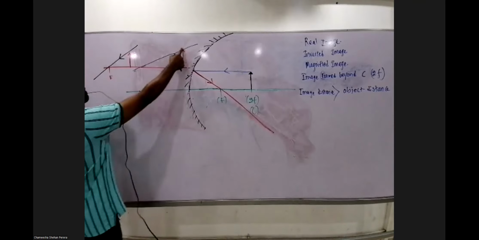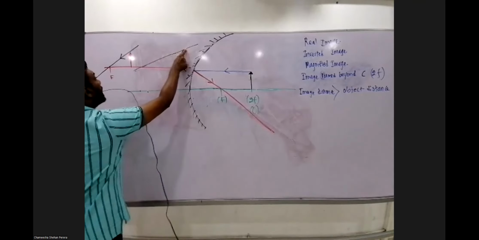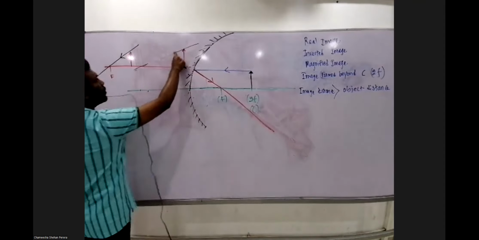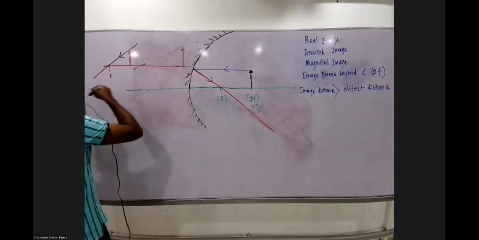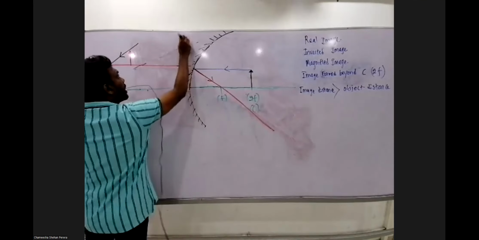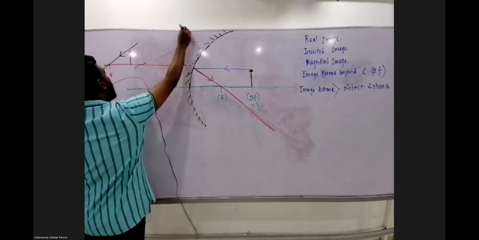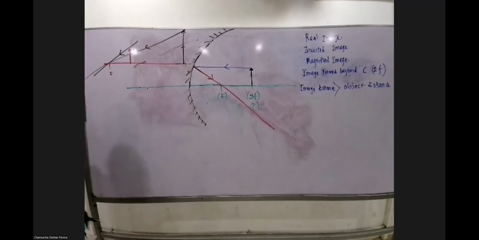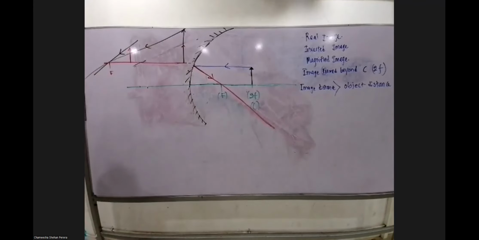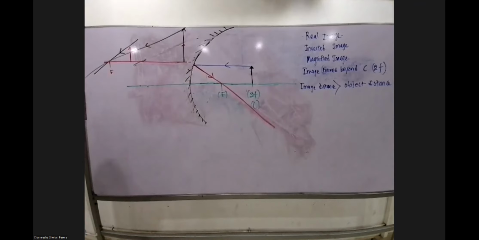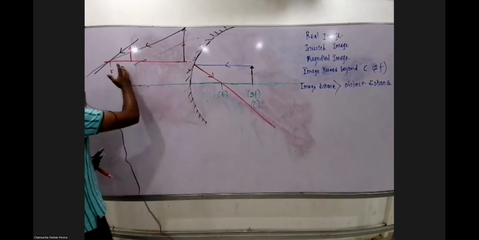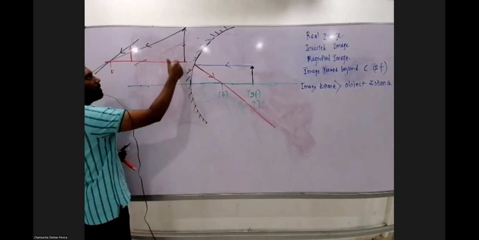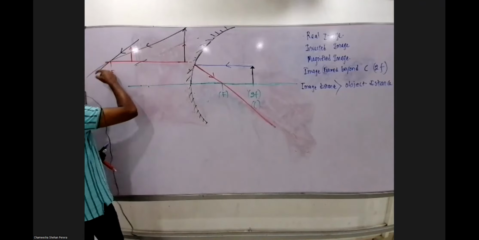There is a way to send a light ray from the object through this focal point. In order to do that, I want to increase the height of this object. If I increase the object height, then there's a possibility for a light ray to go through the focal point. Can you understand? So when you move the object away, the chance of the light ray going through the focal point is lost.